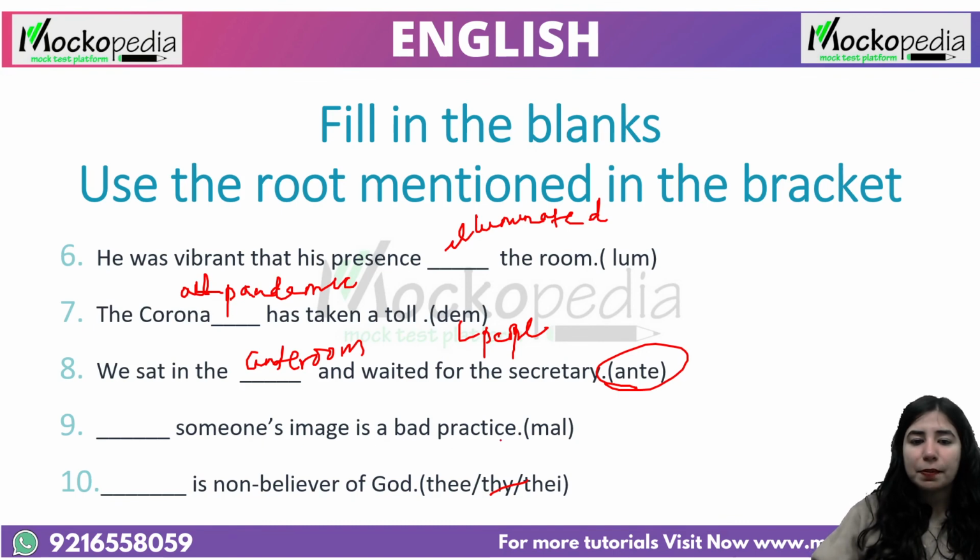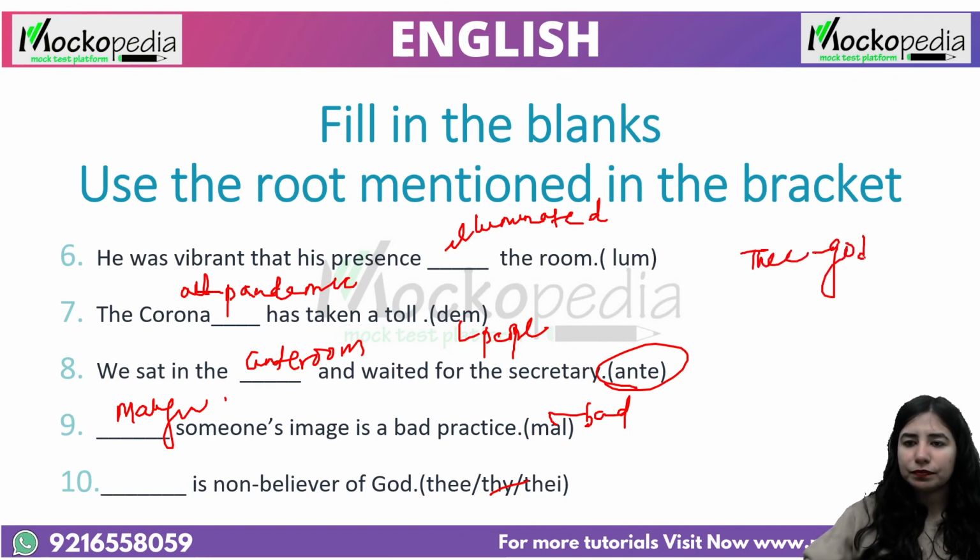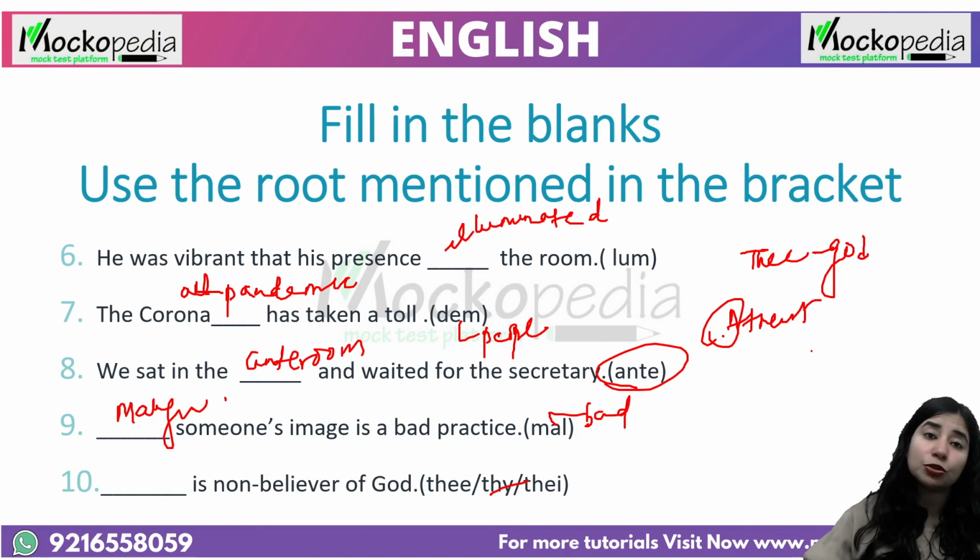Someone's image is a bad thing, so you malign, you damage somebody's reputation. Mal is bad, right? And an atheist is a non-believer of God. So the or thy stands for God. Okay. So an atheist is a person who does not believe in God. A is without, so without the belief. Theist is one who believes in God, right? So if you're looking for a word here, it would be atheist, right?